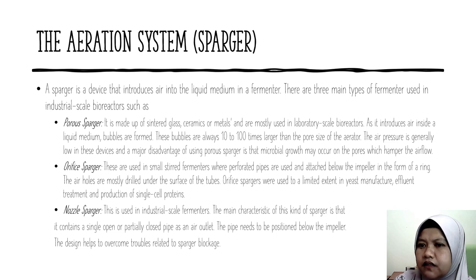Orifice sparger. These are used in small stirred fermenters where perforated pipes are used and attached below the impeller in the form of a ring. The air holes are mostly drilled under the surface of the tubes. Orifice spargers were used to a limited extent in yeast manufacture, effluent treatment and production of single-cell proteins. Nozzle spargers are used in industrial scale fermenters. The main characteristic of this kind of sparger is that it contains a single open or partially closed pipe as an air outlet. The pipe needs to be positioned below the impeller. The design helps to overcome troubles related to sparger blockage.